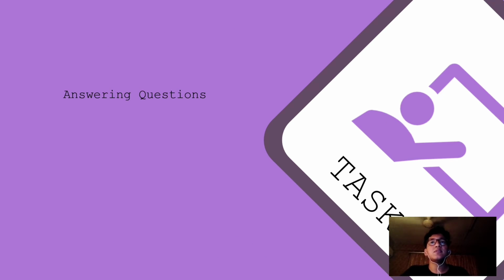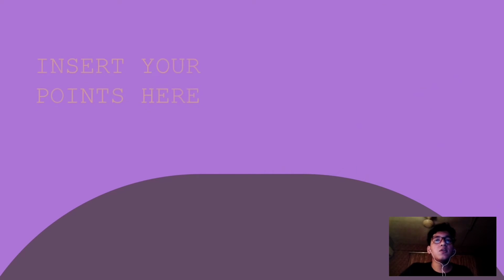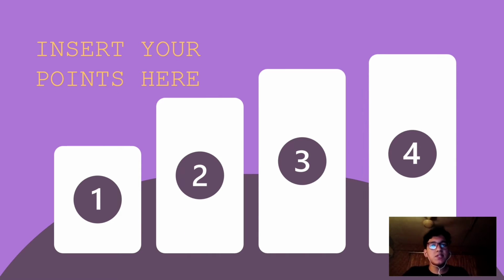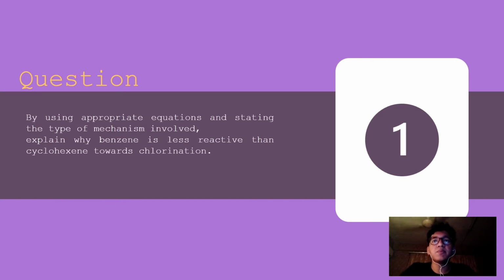So let's go to task 1, which is answering questions. For our presentation, we have 4 questions. The first question is, by using appropriate equations and stating the type of mechanism involved, explain why benzene is less reactive than cyclohexene towards chlorination. In this question, we know that it is asking about the equations and type of mechanisms, and when we compare benzene and cyclohexene, we must use the chlorination process.